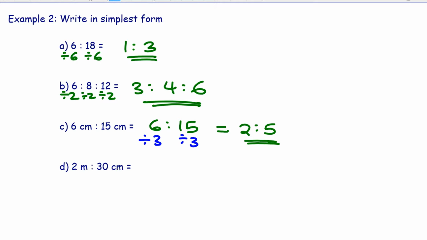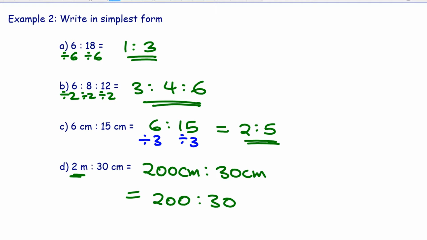When you have ratios like these ones here, whereby the units are not the same, you need to convert them so that you have the same units. So that will be 200 centimeters to 30 centimeters, because there are 100 centimeters in 1 meter. This is the same as 200 is to 30, because we have the same units. You can ignore the units. And then you can go ahead and divide by the highest number that can be divided into each of these. So your simplified ratio will be 20 to 3.